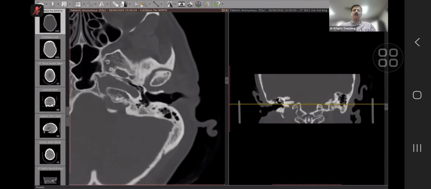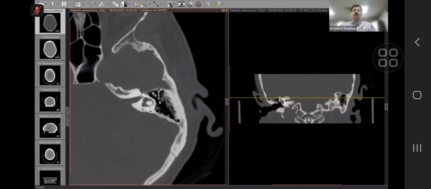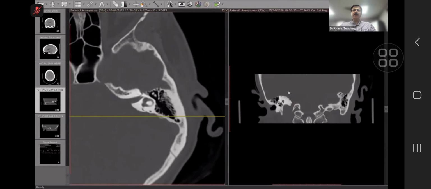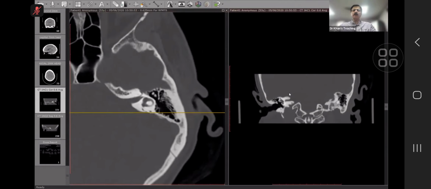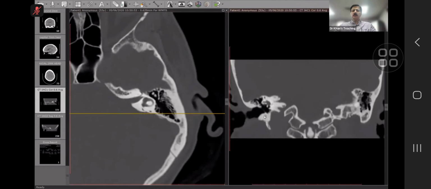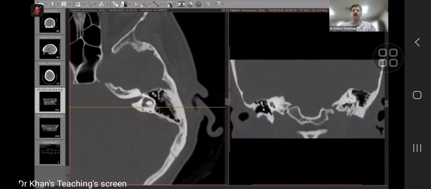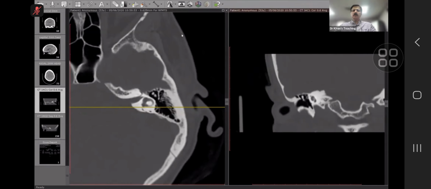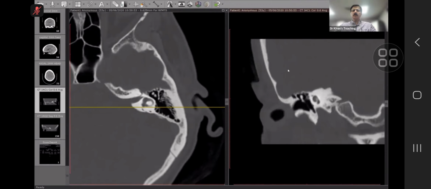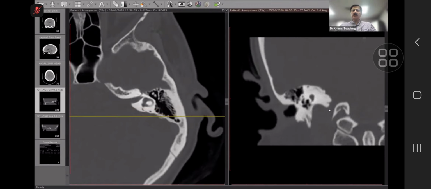This is the jugular foramen. So let's see it once again on this sagittal sequence.